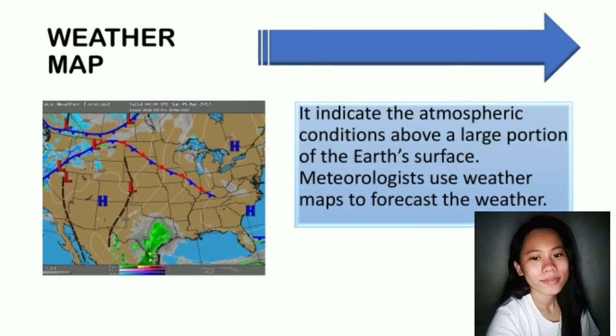Weather map. It indicates the atmospheric conditions above a large portion of the Earth's surface. Meteorologists use weather maps to forecast the weather, and it is also known as a synoptic weather chart. It displays various meteorological features across a particular area at a particular point in time, and has various symbols which all have specific meanings. Standard symbols on weather maps show areas of high and low pressure, fronts, types of precipitation, and temperatures of major cities.